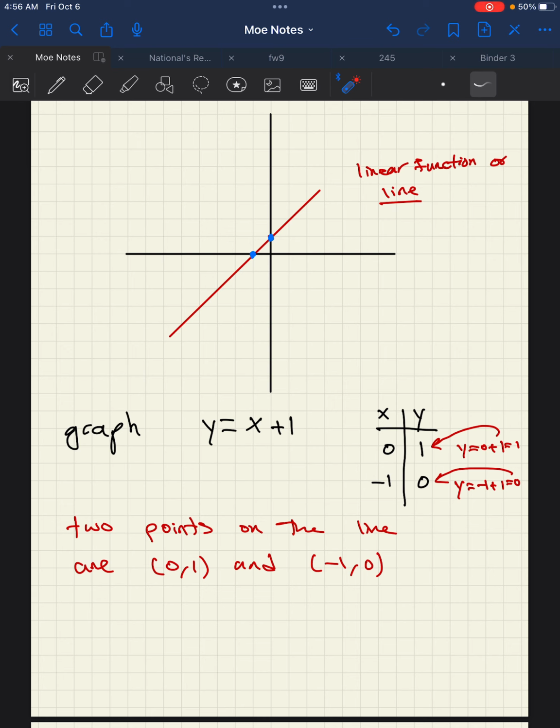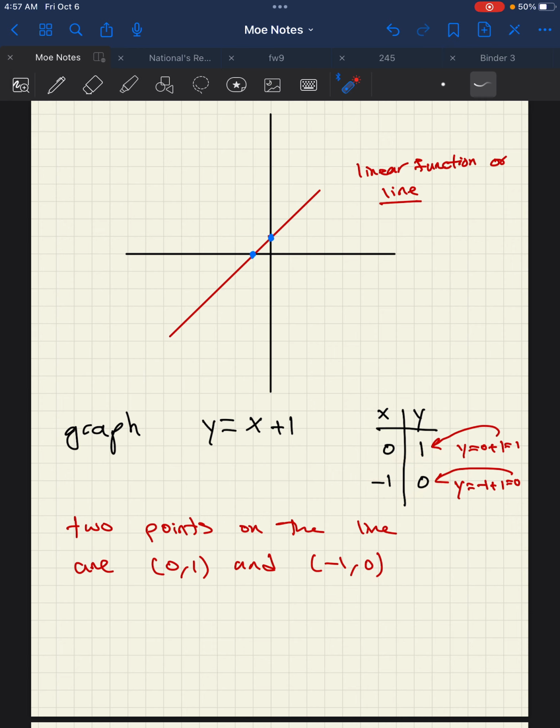So here I pick x equals 0 and x equals negative 1. Let's see what happens. If x equals 0, I put it here, it would be 0 plus 1. So that's 1. So your y is 1. So (0, 1) is one of your points. So I wrote it here. And then I pick another x like negative 1. If you put negative 1 here, negative 1 plus 1 is 0. So your y is 0. So the other point you have is (negative 1, 0).